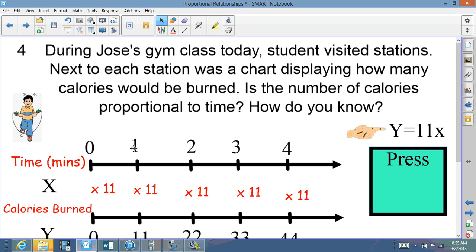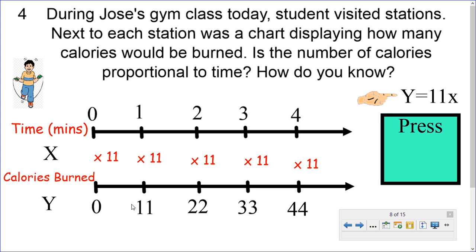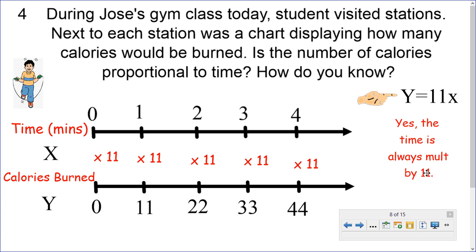1 being the X value, the first number, the numerator, and Y being the denominator, which was the calories burned, 11. So that is 1 over 11. So yes, it is a proportion. All these fractions are equal. So I know it is a relationship. The time is always multiplied by 11.